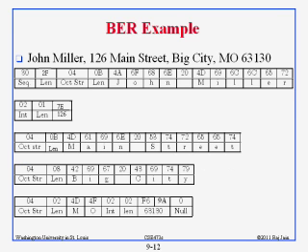So let's see an example. I want to put this thing: John Miller, 126 Main Street, Big City, Missouri 63130. So I write it down as first field is a sequence, which is 30, and the length is 2f. So 2f, you can calculate how much it is. 2 times 16 plus 15 is 32 plus 15 is 47. 47 characters.